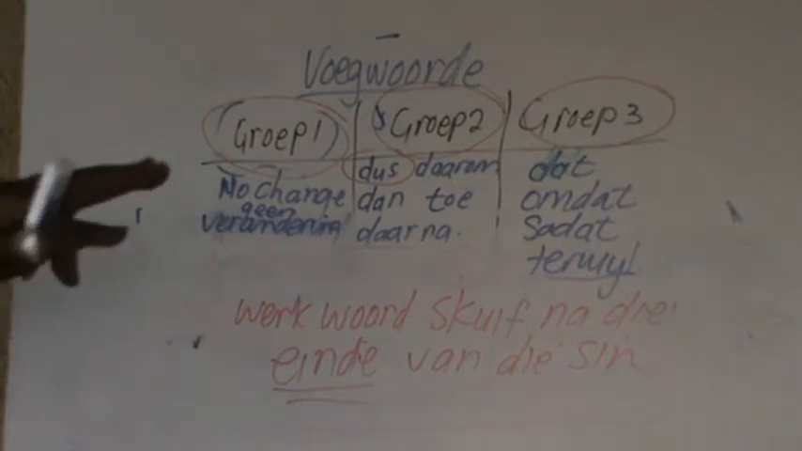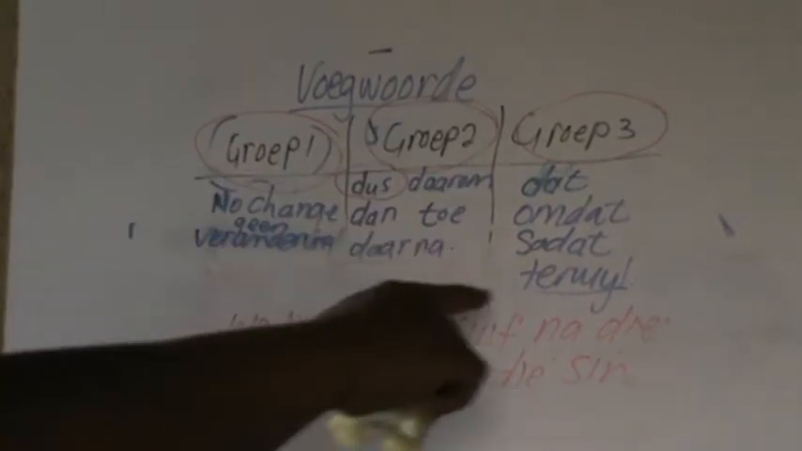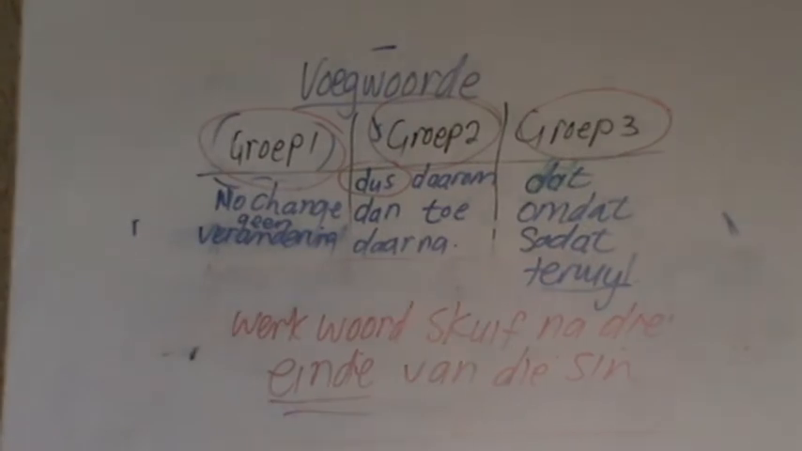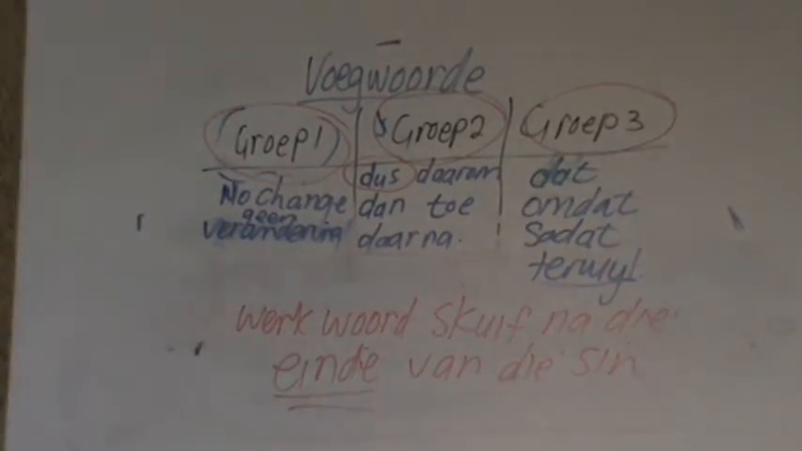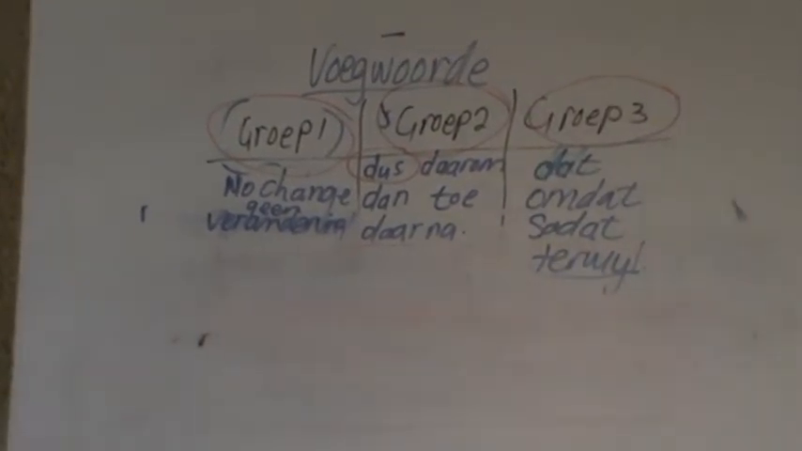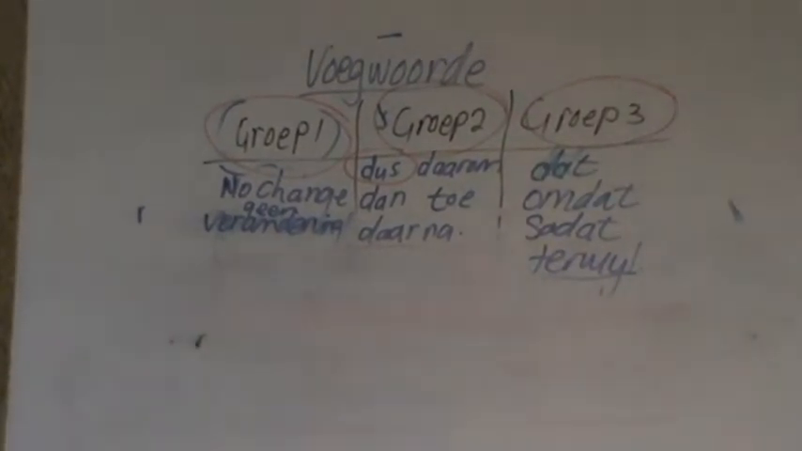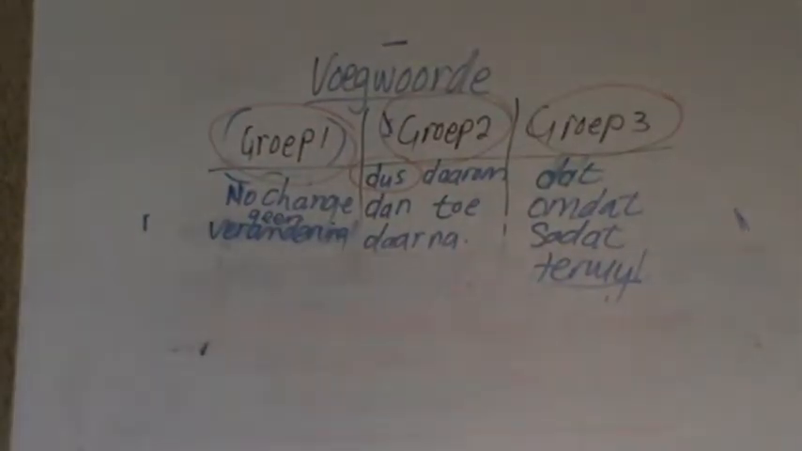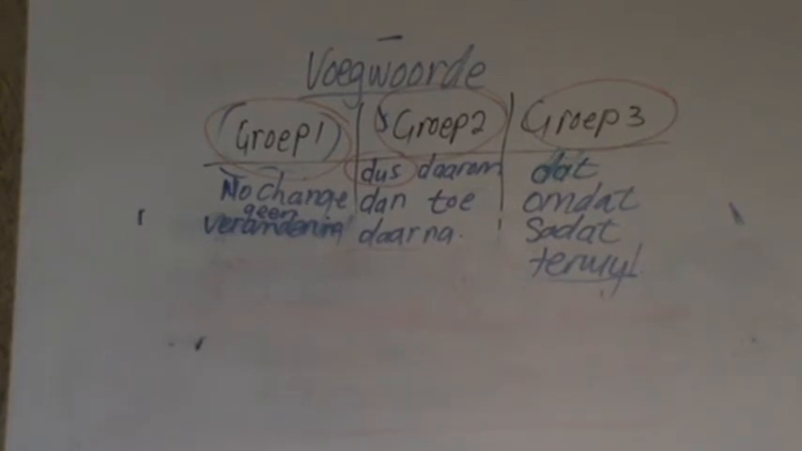So we're dealing with group 3 conjunctions. Remember that whenever you see a group 3 conjunction, please check your books. Check which ones fall in group 3, and then you have to use this rule, where the verb goes to the end of the sentence. Here we have to look for our verb again, okay? Always look for your verb.